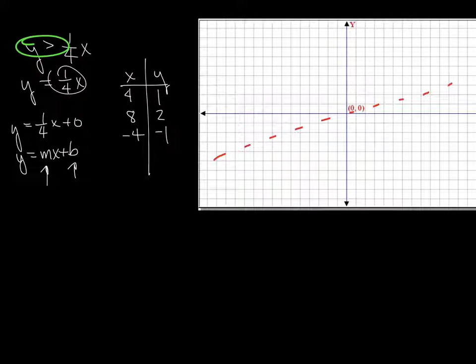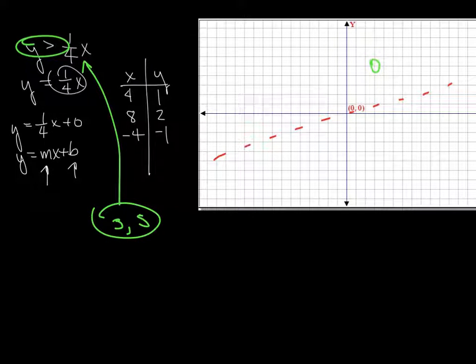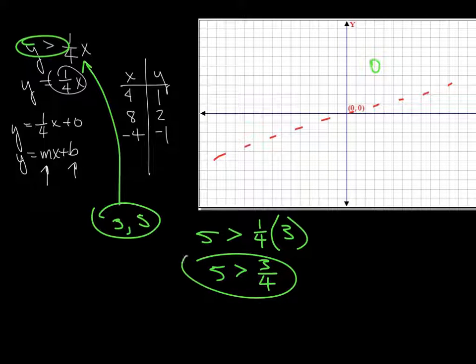Now I just need to know whether my answers are above or below so I know what to shade. So I'm just going to pick a point. It doesn't really even matter what point you pick. Let's pick this point right there, and that is 3, 5. So let's plug 3 and 5 into this original inequality. 3 is the x, 5 is the y. So 5 is greater than 1/4 times my x, which is 3. Is 5 greater than 3/4? Is that a true statement?